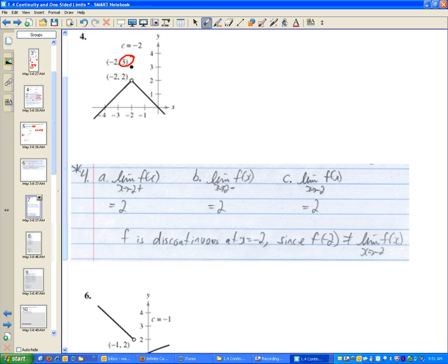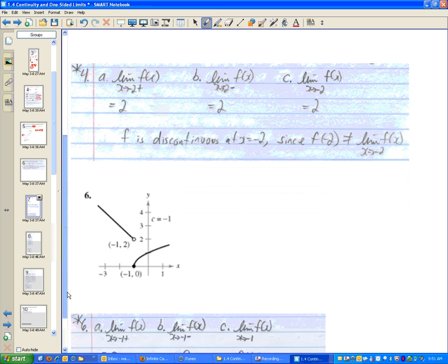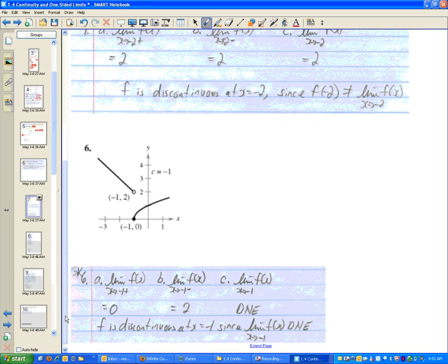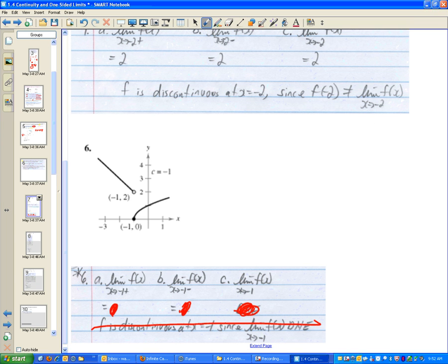Okay? Number 6. We need to find the limit of f of x as x approaches negative 1 from the right. Well, as x approaches negative 1 from the right, what's the y-coordinate going closer to? So the limit as x approaches negative 1 from the right is 0.